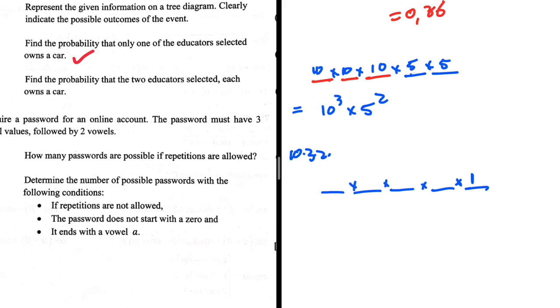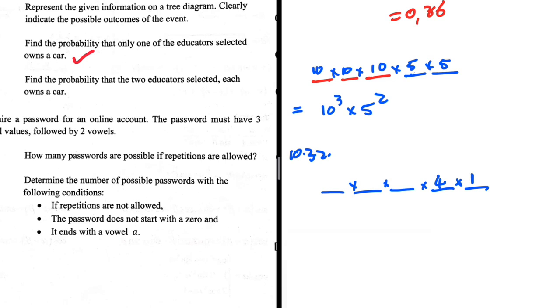And then repetitions are not allowed. So here on the other spot where we need to place a vowel, we are going to be left with 4 vowels because repetition is not allowed and A already occupies the last one. So we're going to have 4 possible vowels here. Okay, and then the password does not start with a 0. So if it does not start with a 0, it means that in this first position, we are not supposed to have 0.